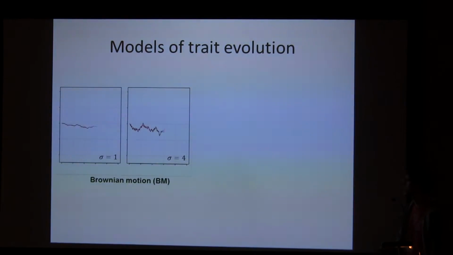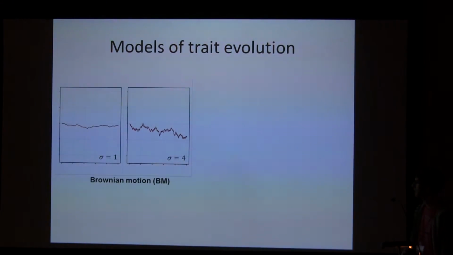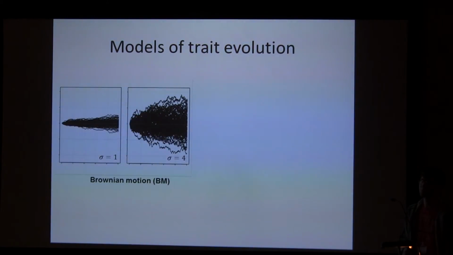The Brownian motion model is a stochastic continuous time random walk where changes in the trait values from one time to the next time are drawn from a distribution with a mean of 0 and a variance sigma squared, and indeed if you increase the sigma parameter then the variance increases. So the important point is that the expected variance increases linearly through time, so you have sigma squared multiplied with t.